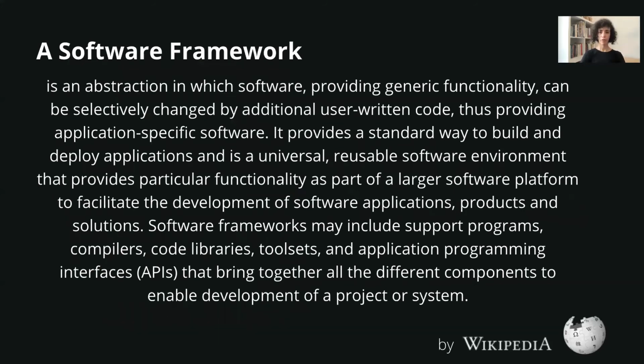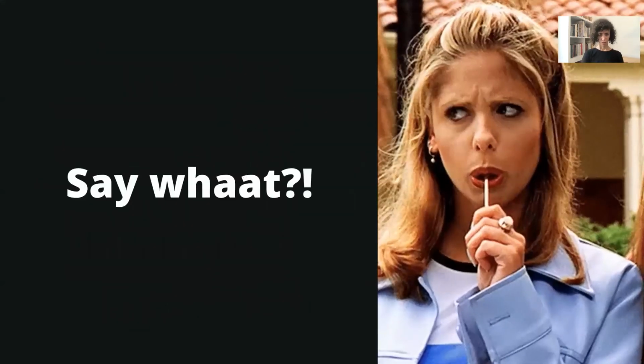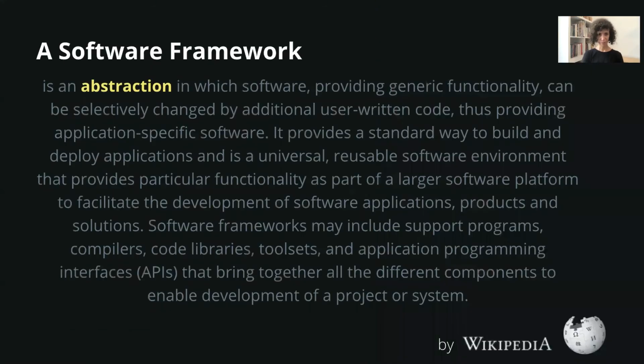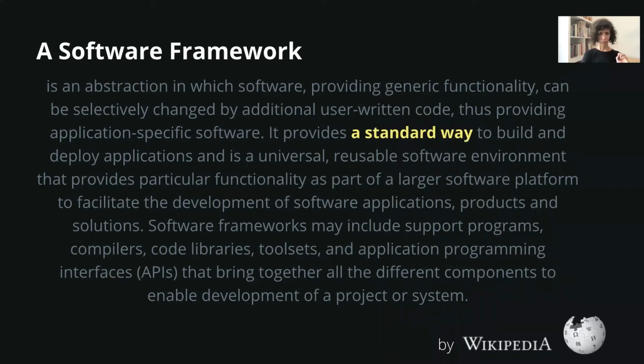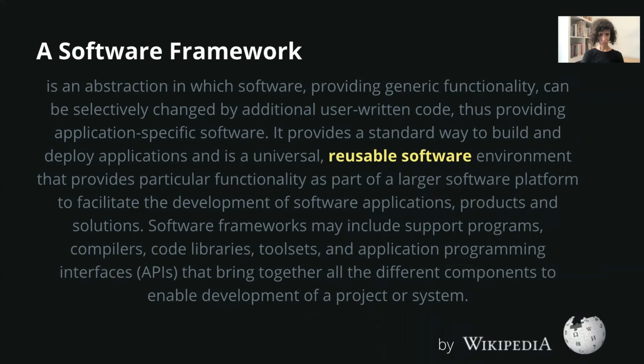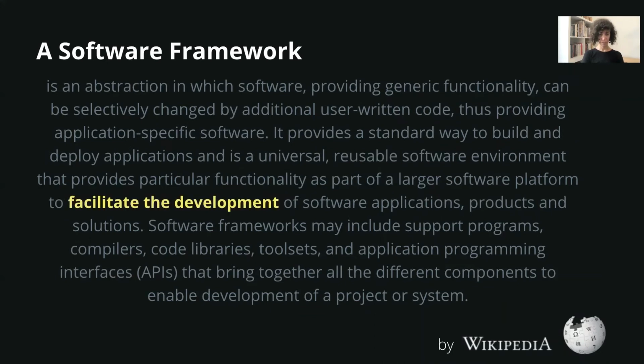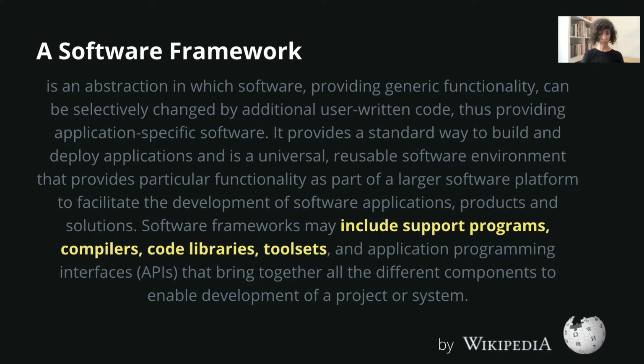So let's look at the definition of a framework by Wikipedia. A software framework is an abstraction in which software providing generic functionality can be selectively changed by additional user-written code, thus providing application-specific software. It provides a standard way to build and deploy applications. Okay, wait, let's break it down a little. So it's an abstraction, provides a standard way, reusable software environment, facilitates the development, and it includes support by programs, compilers, code libraries, tool sets, exactly what we want.